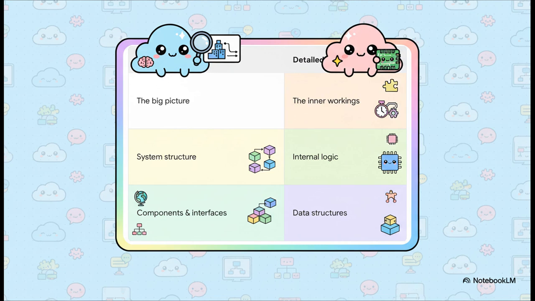So, on one hand, you have architectural design. That's the big picture stuff. It's like you're the architect of a house, right? You're figuring out the overall structure, where the main components go, and how they're all going to connect and talk to each other. Then, on the other hand, you've got detailed design. This is all about the inner workings, the nitty-gritty. What's the specific logic inside each of those components? What data structures are you going to use? You absolutely need both to build anything that's actually going to stand up.